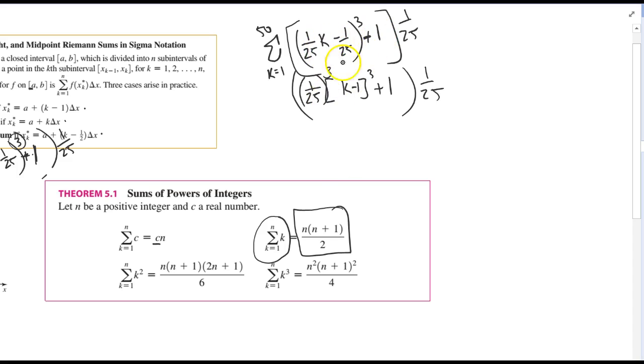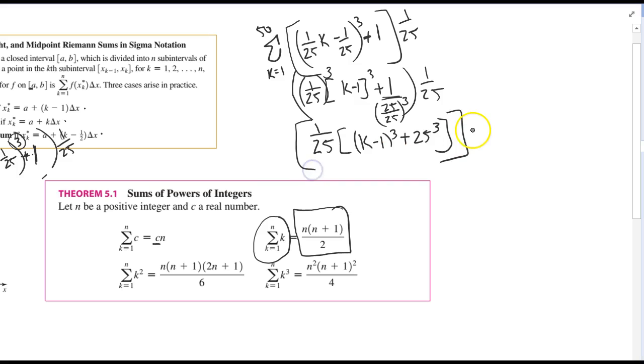This is what my x sub k point is. I'm going to pull out 1 over 25, and then I have k minus 1 cubed, because I'm left with k minus 1 cubed. To make my life easier here, I'm going to write this as 25 over 25 cubed. That is 1. So I could pull out this 25 cubed in this group, and I'm left with 1 over 25 k minus 1, still cubed, plus, in this case, 25 cubed. And then that's still all being multiplied by 1 over 25.